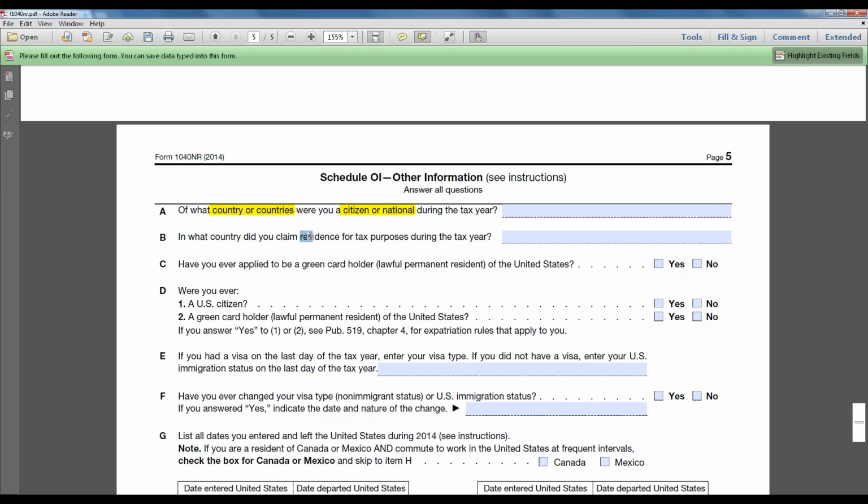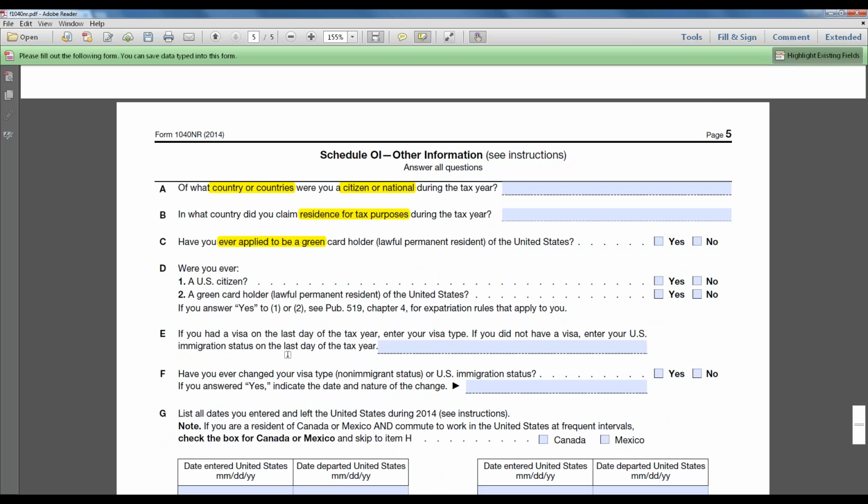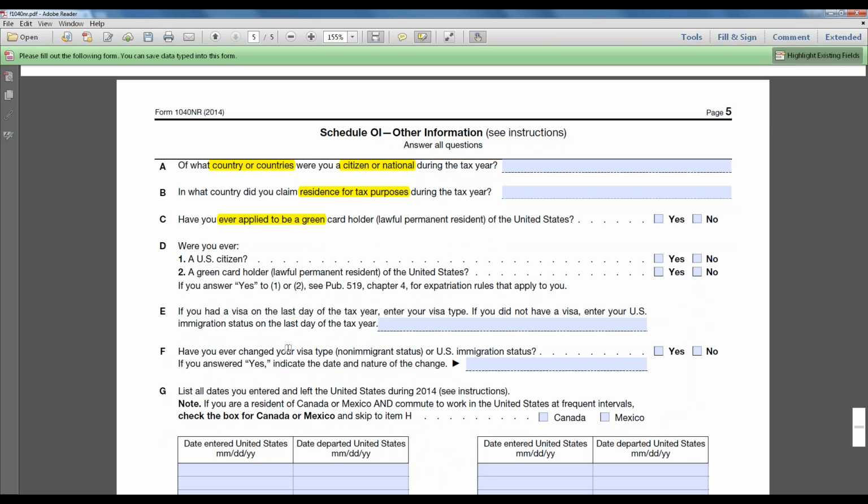Well, are you a resident for tax purposes? That's important when you're claiming yourself not a resident in the United States. The IRS is going to think about that. If you ever applied for a green card, were you ever a citizen, of course? So they were looking for the long-term resident who's left the country. Have you had visas?